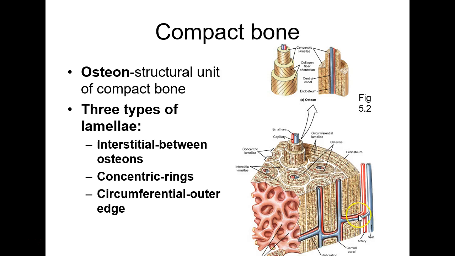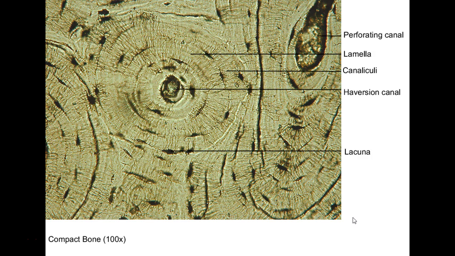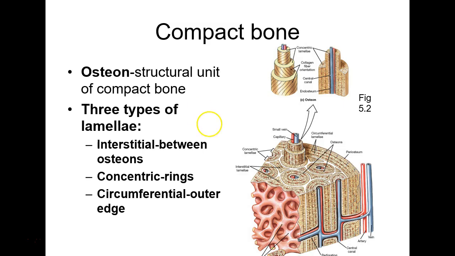So that's a perforating canal with these blood vessels in here. It just looks like a mess, like a blob on a slide, because they usually cut it at some kind of weird angle. Central canals are very easy to pick out. And you can see the central canals here with the blood vessels inside.